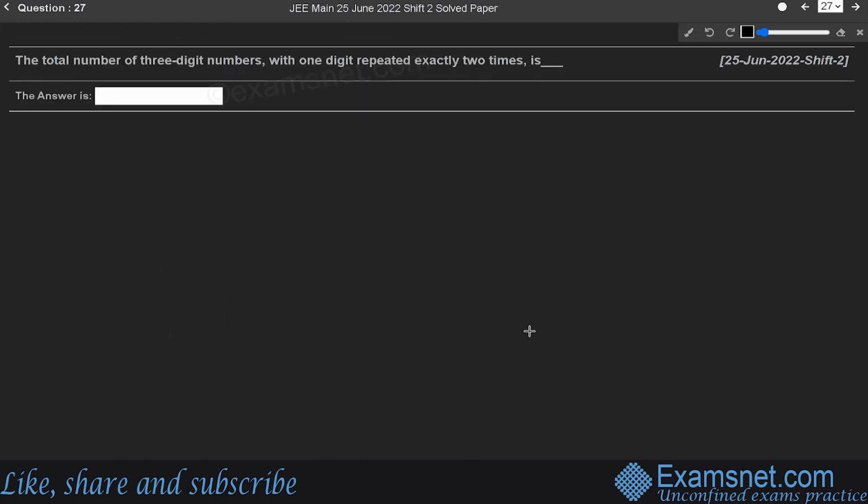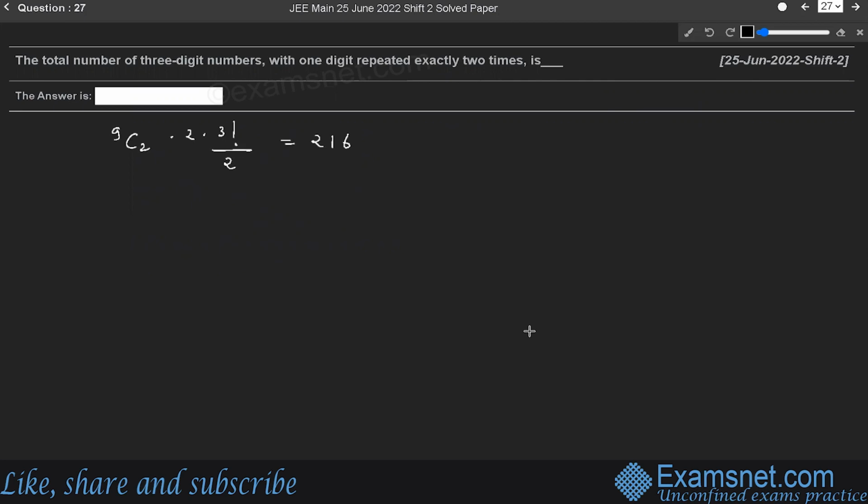Next question is, the total number of 3-digit numbers with exactly 1 digit repeated exactly 2 times is. So we have here that all the digits are non-zero. Therefore, 9C2 into 2 into 3 factorial by 2 will be equal to 216.